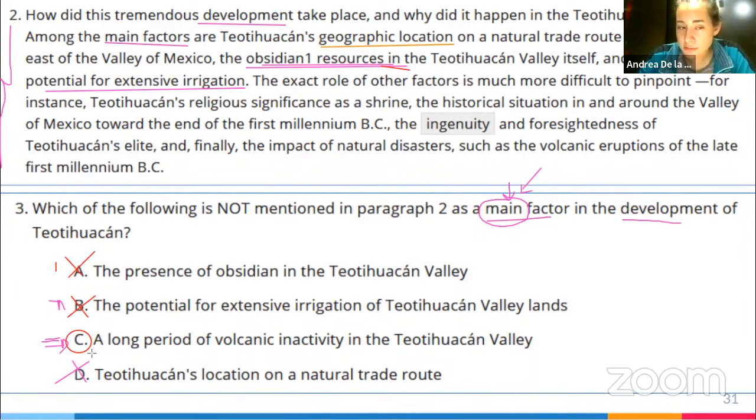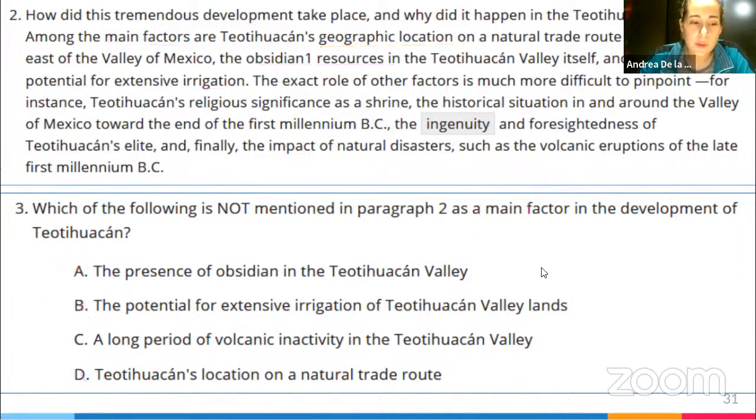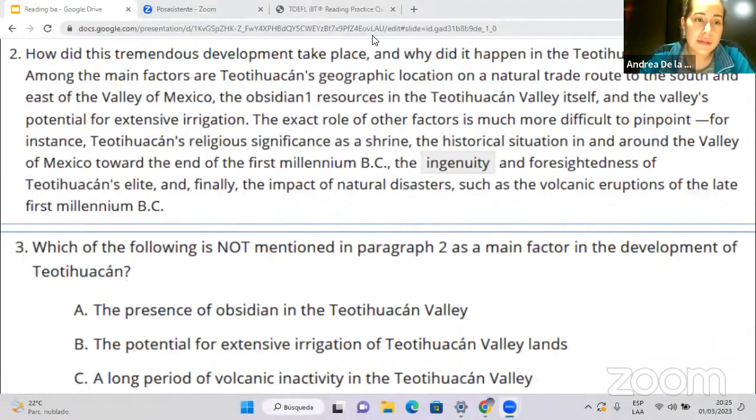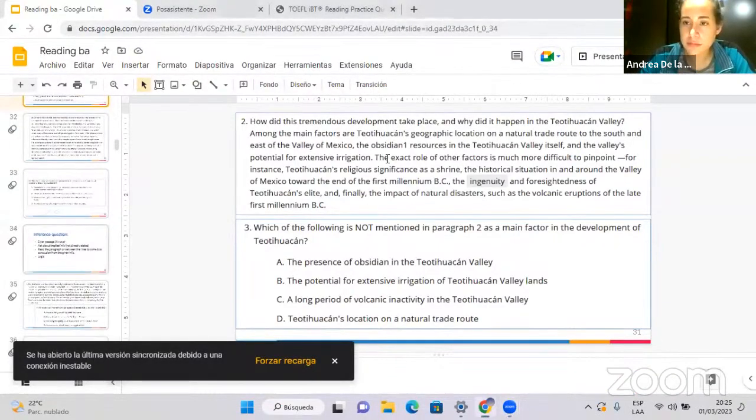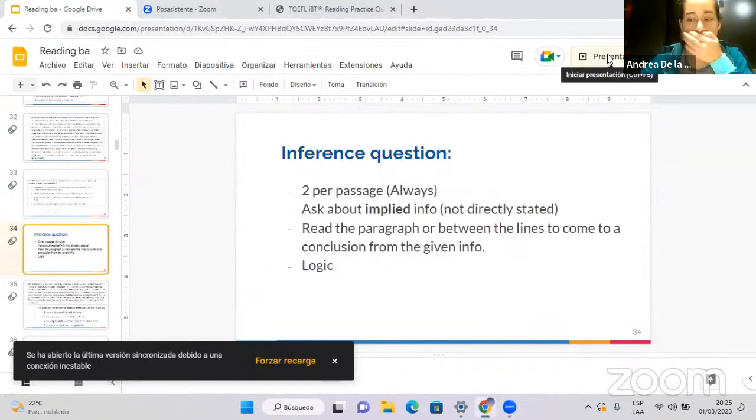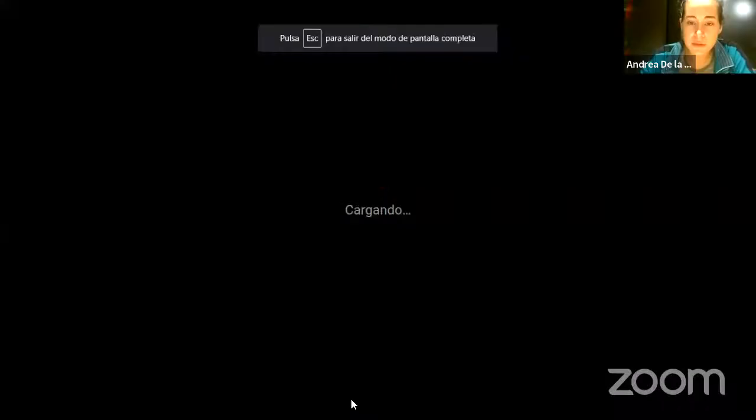So, is this okay? Do we understand the process? Clear? Okay, guys. It's pretty easy, right? I'd say it's one of the easiest ones. Any questions before we move forward? Guys? So let's see.